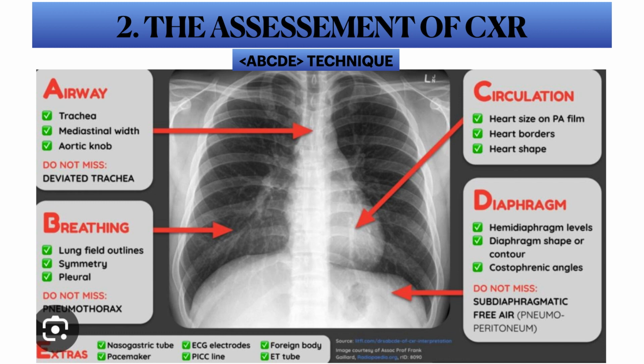Then we will check breathing by looking for lung markings if they extend completely to the edges of the lung fields, or if there are any abnormal thickness of pleural layers, or if there is any blood accumulation in the apical space.